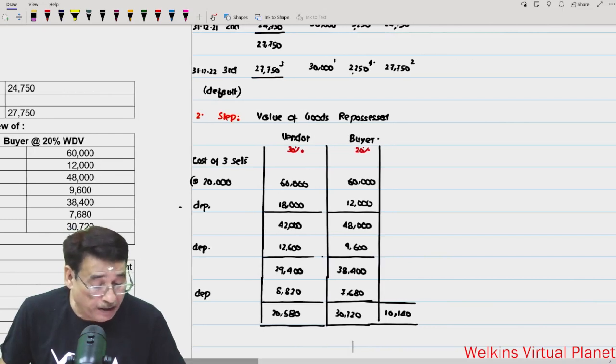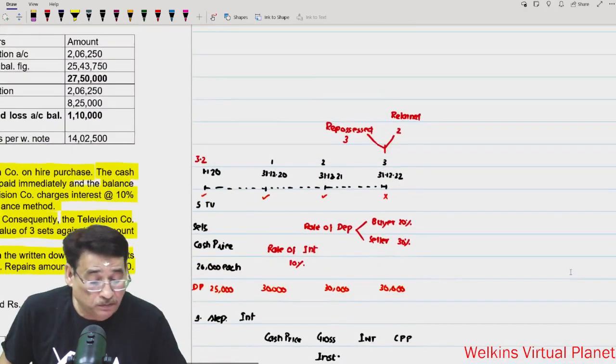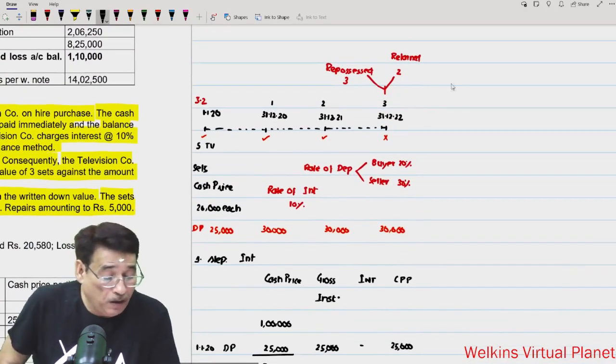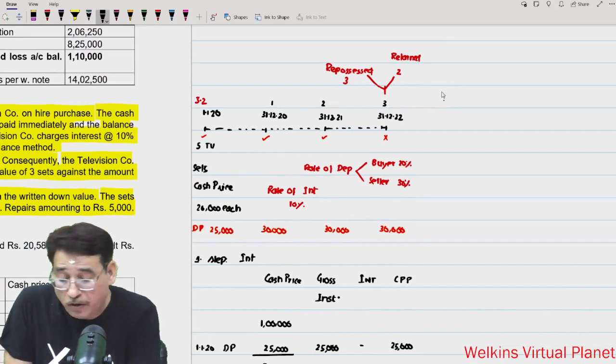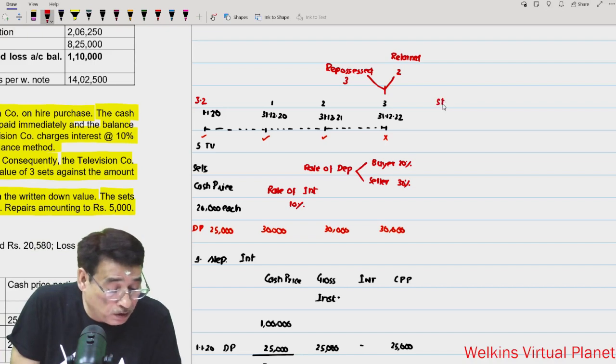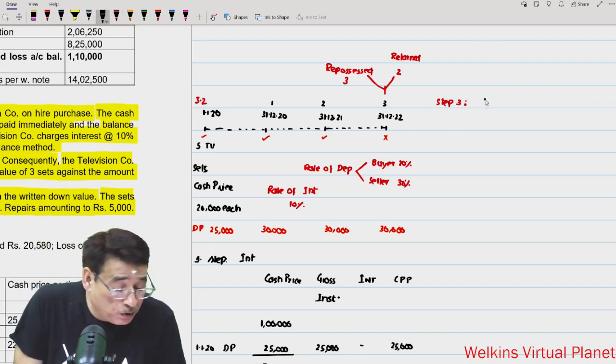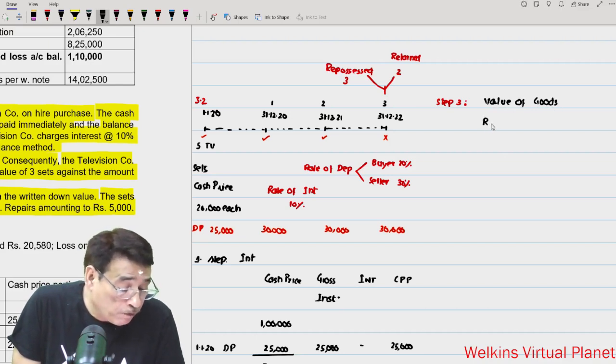After finding this value, what should be your next step? Step number three. Your third step, another working you would need. Now I am going to compute the value of goods retained.